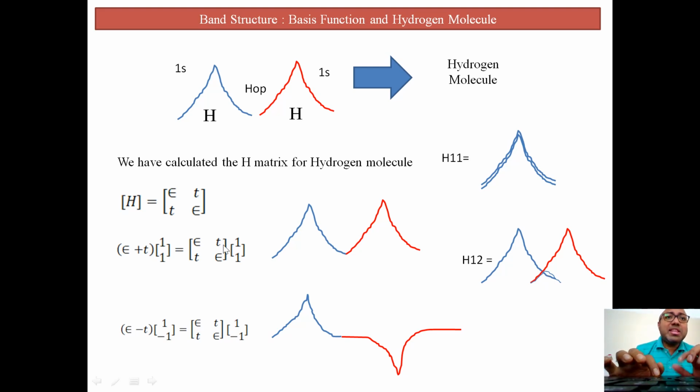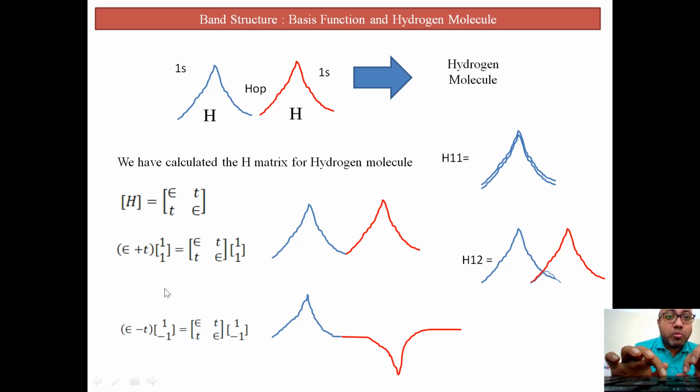Now, what are the eigenvalues of this matrix? You can see epsilon plus T is one eigenvalue, and this is the other. It means you take one of this wave function and one of this wave function, so overall you get a continuous combination of these. And the other eigenvalue is epsilon minus T.